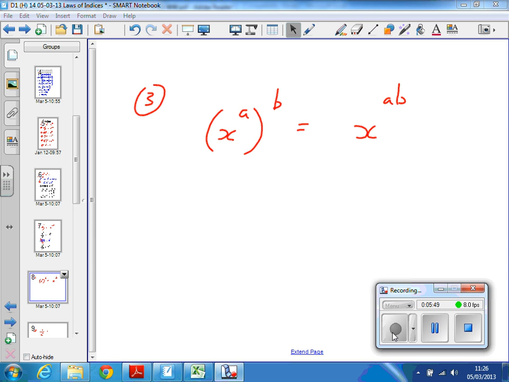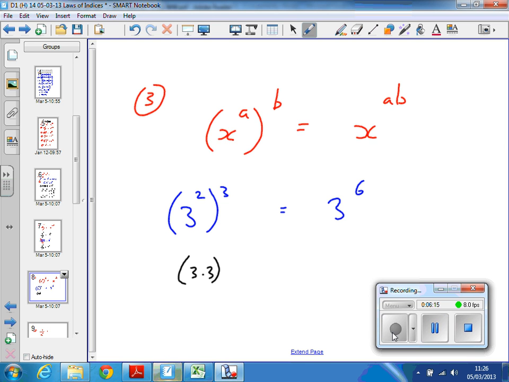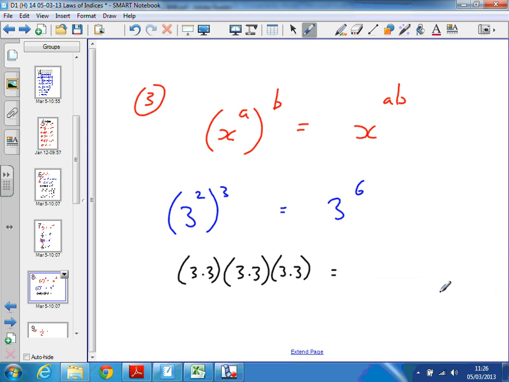So for the third one, x to the a raised to a power b, is x to the a times b. For example, 3 squared cubed would be 3 to the 6. 2 times 3 is 6. And if we think about why this works, what's 3 squared? It's 3 times 3. Cubed means I'm multiplying that lot by itself 3 times. That's what that's saying. And that's 2, 4, 6, 3 to the 6. So you can see how it works. Okay?